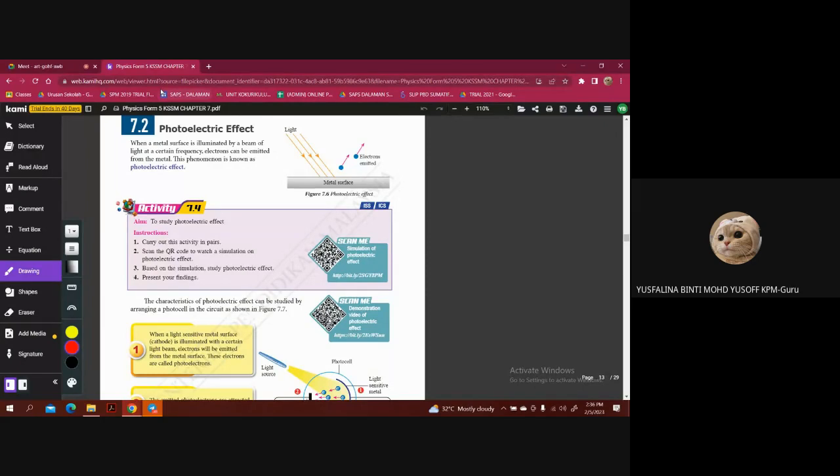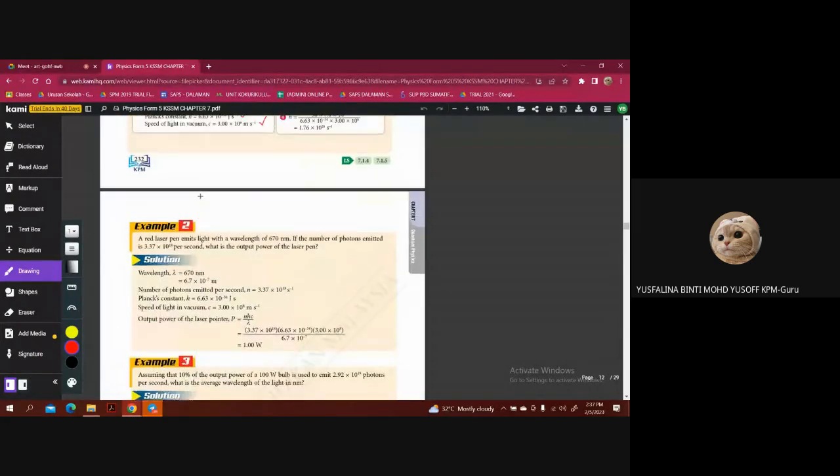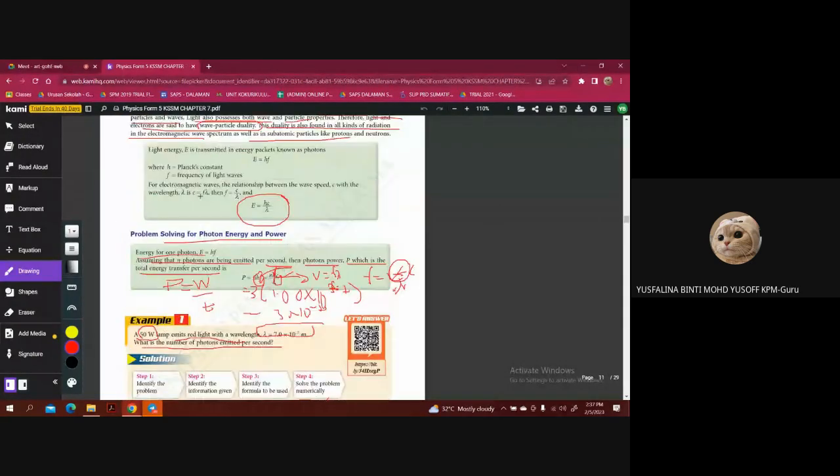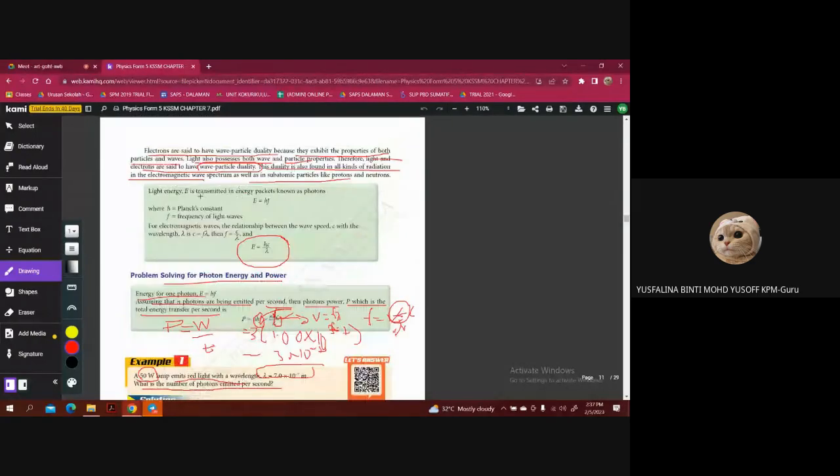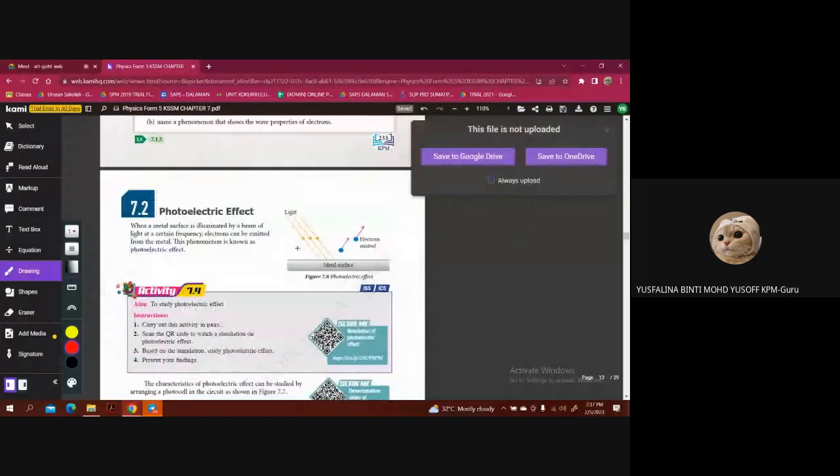And we already learned how to calculate the energy of the photon: E equals hf. We also already calculated the power and the work yesterday, and the formulas for work and power. So E equals hc over lambda. I taught you how to derive this formula. Now we continue with the photoelectric effect.